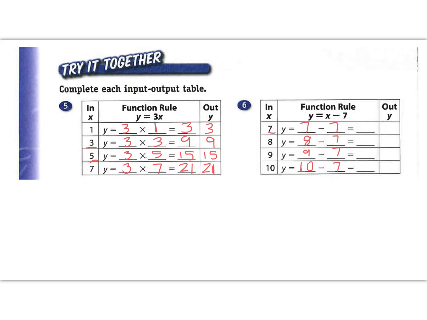So now let's solve for the output. 7 minus 7 is 0, so our output is 0. 8 minus 7 is 1, our output is 1. 9 minus 7 is 2, our output is 2. And then 10 minus 7 is 3, so our output is 3.